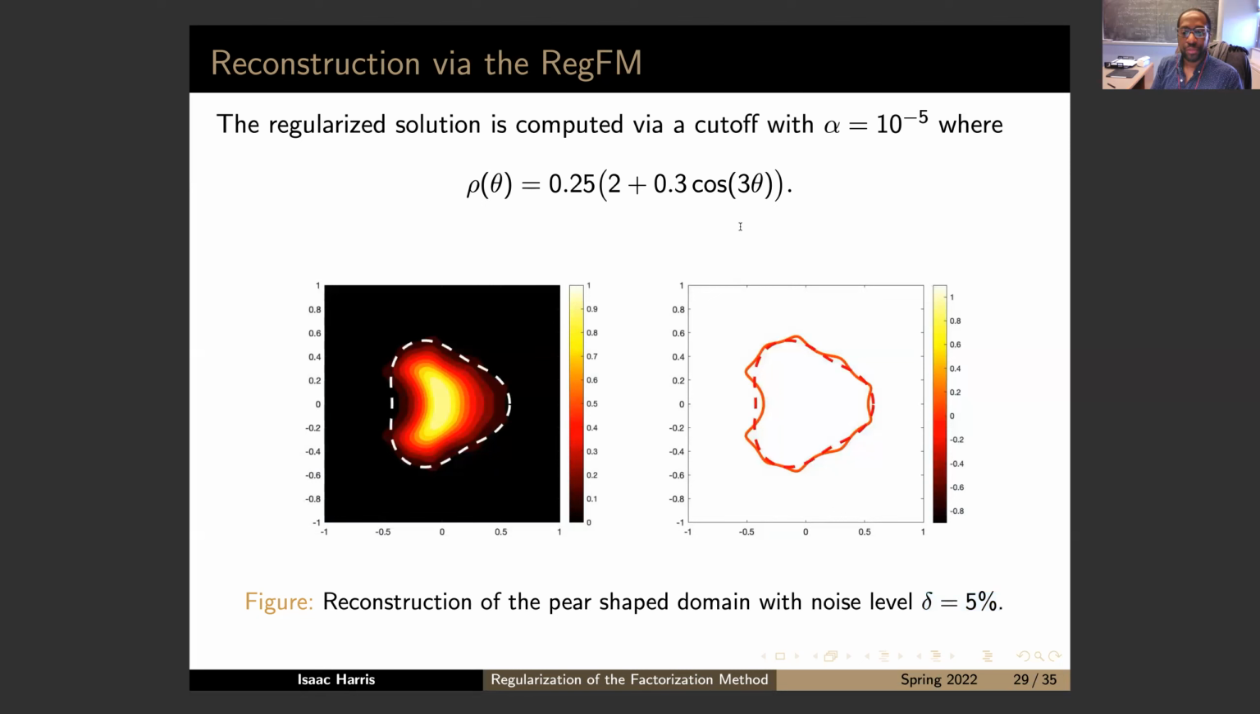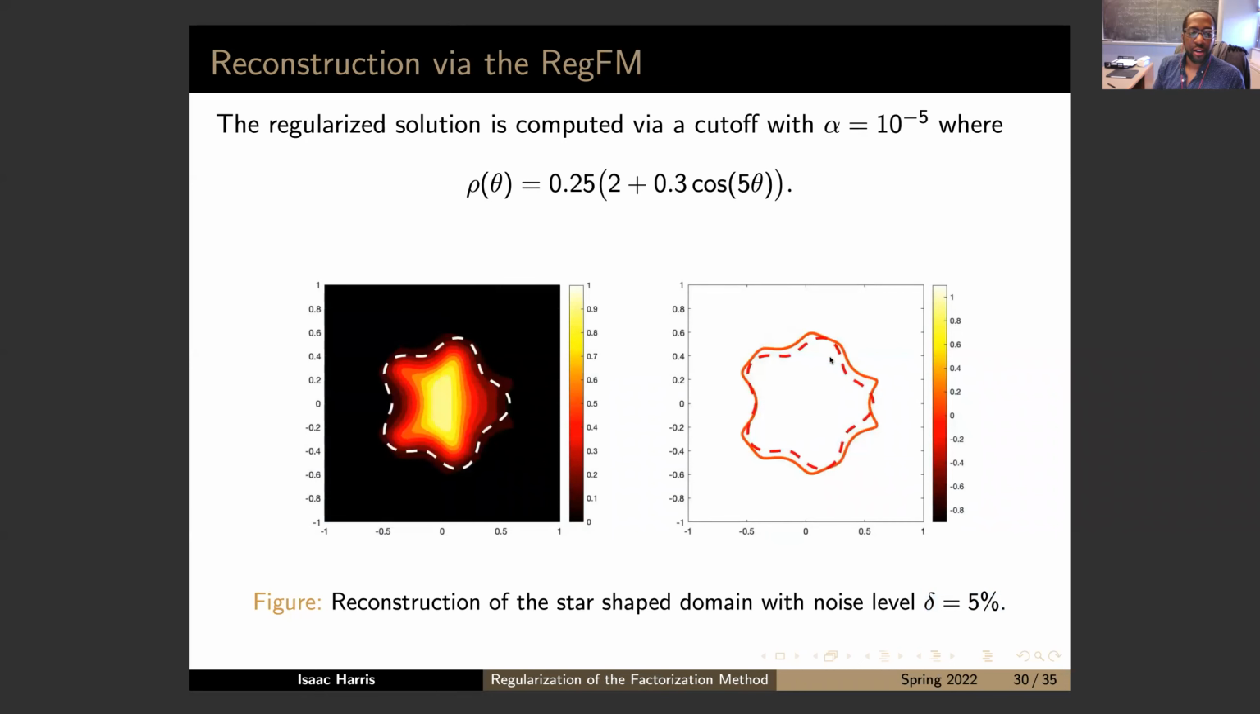Okay. So you see good reconstructions here. Once again, this is the contour plot of W, and this is a level curve, which I believe is W equals 0.1. And here, like I said, I wanted the region to be star-like with respect to the origin. So let's take a star-shaped region, and you rinse and repeat. I again use the spectral cutoff with alpha equals 10 to the minus 5 and 5% noise added. And here again, the dotted lines on the figures represent the actual boundary that we're interested in.